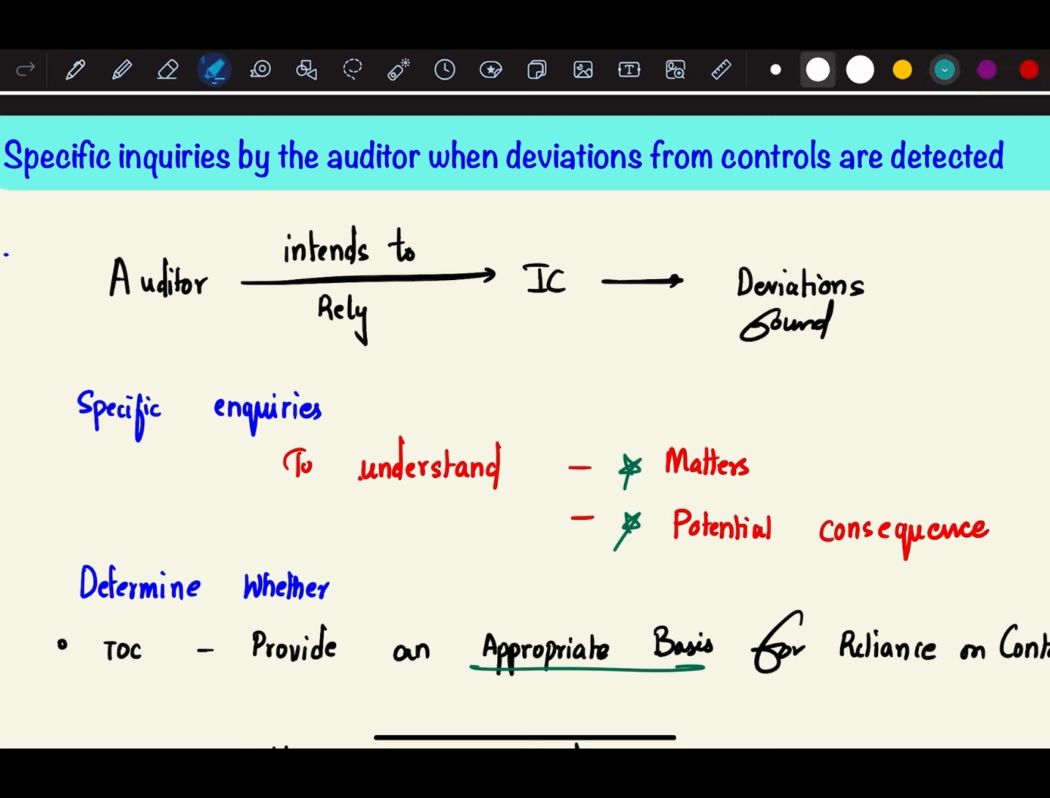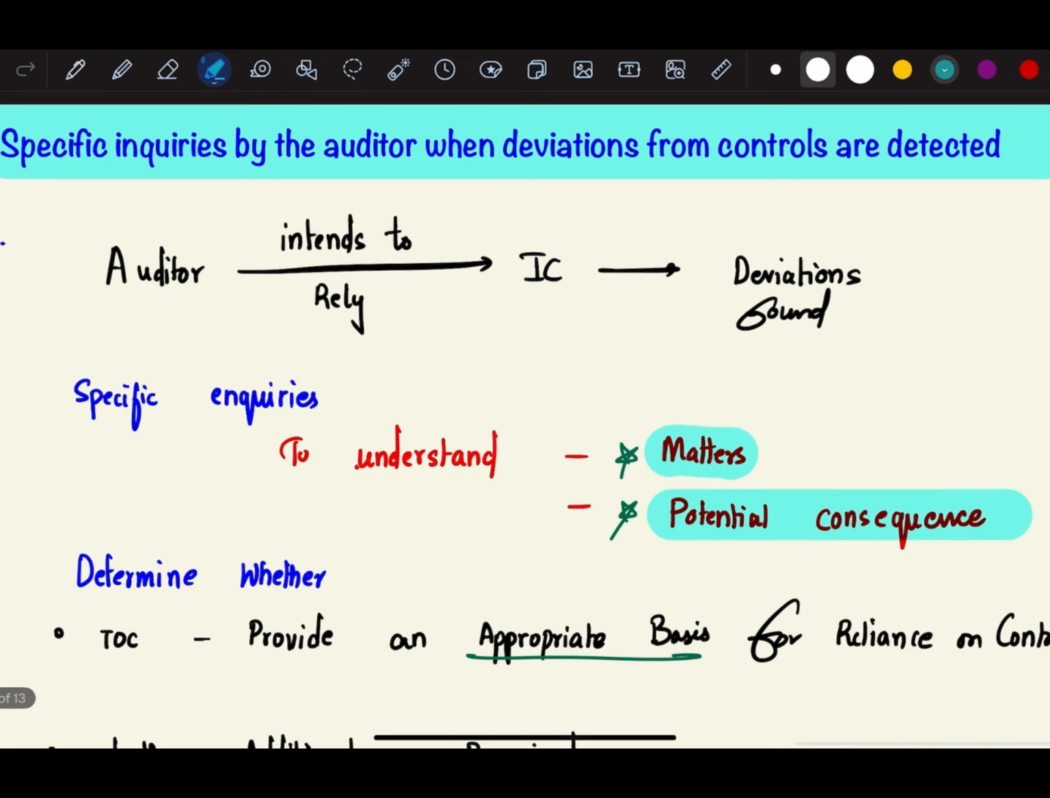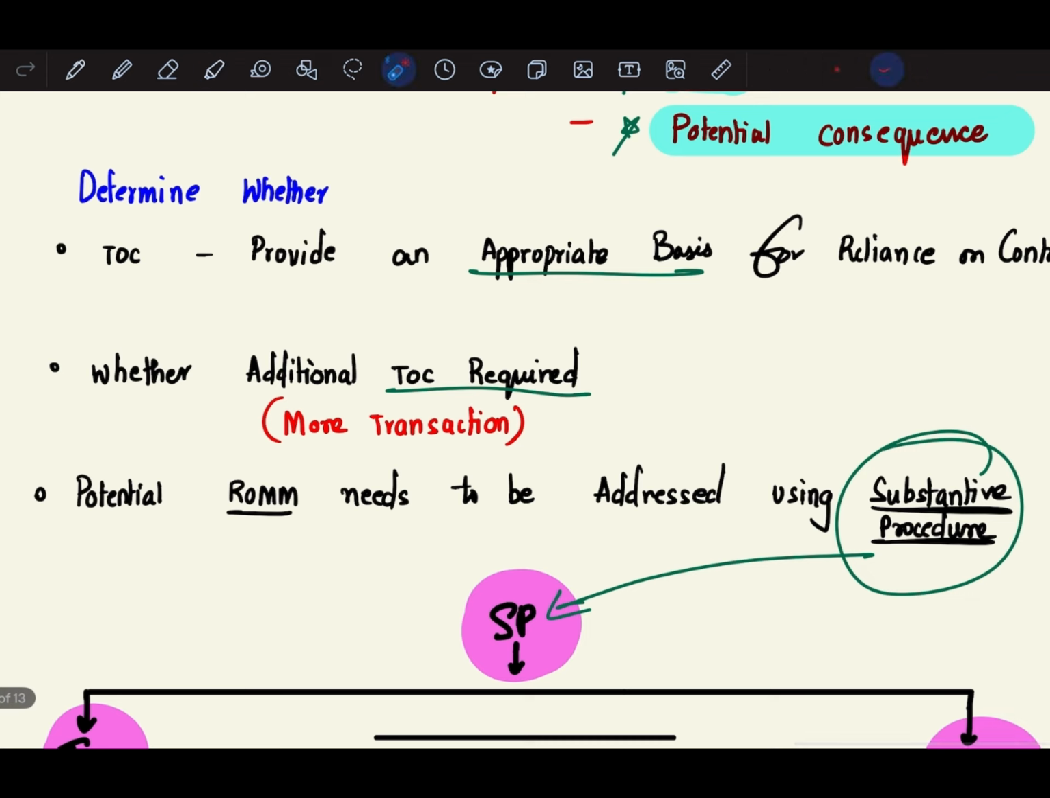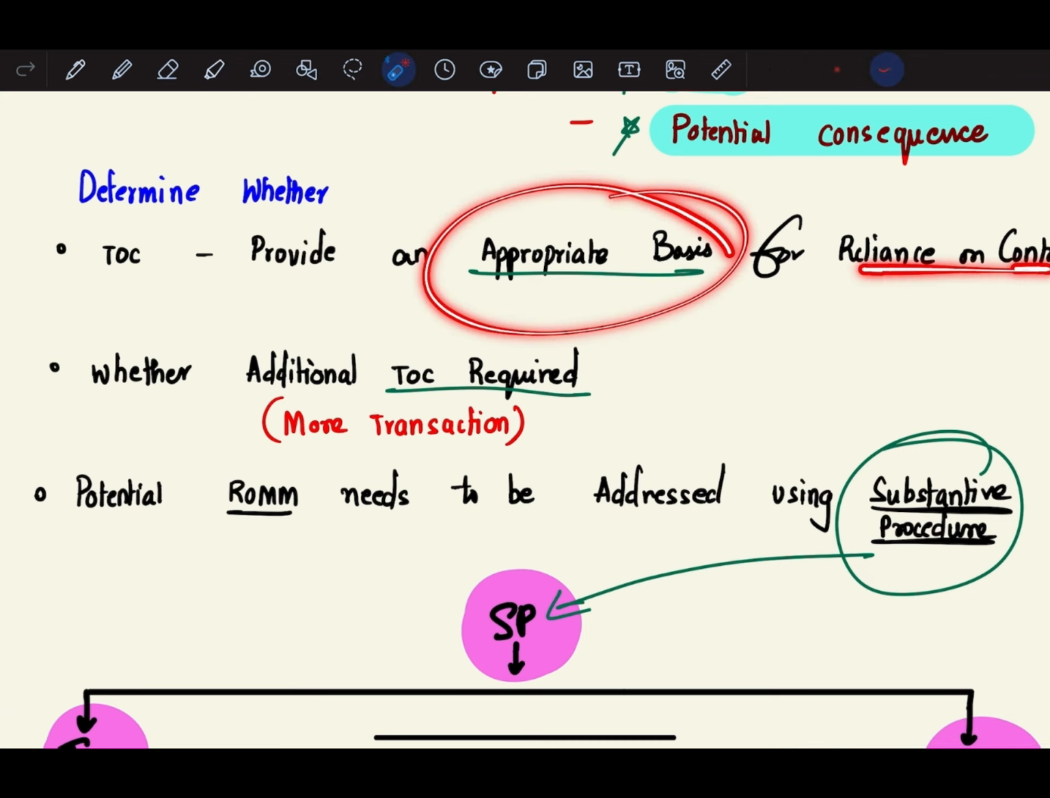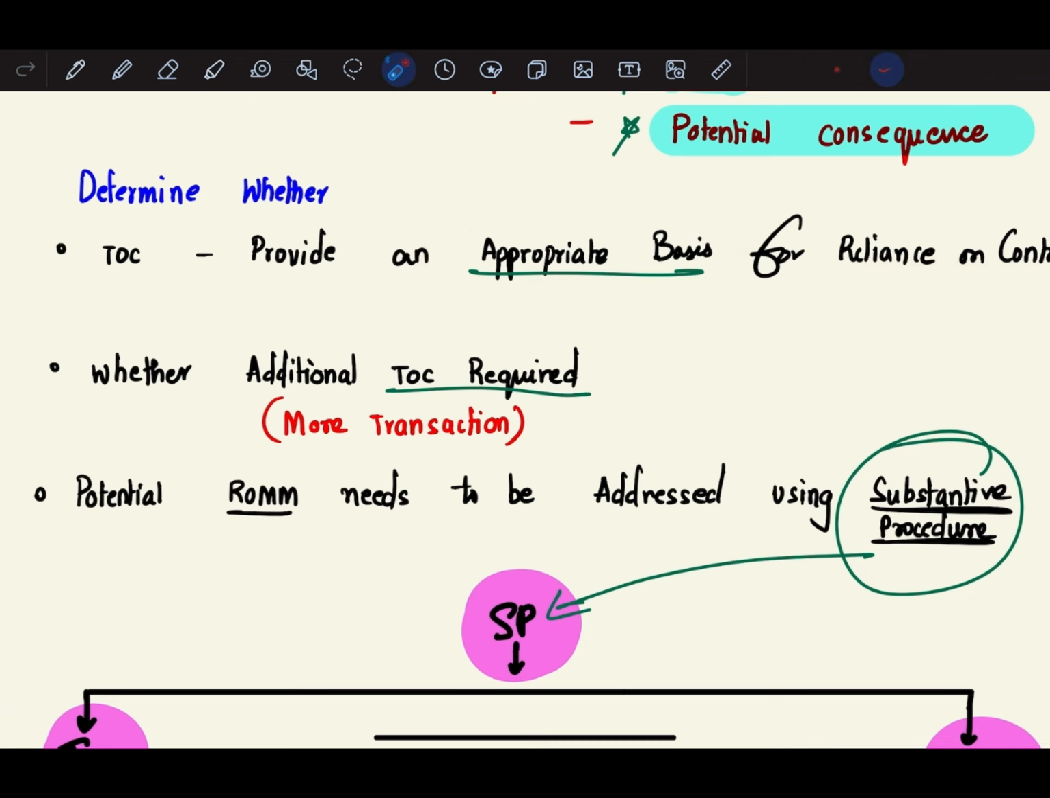First and foremost, he will try to understand the matters. He will try to understand the potential consequence of the deviation. What are the matters which are causing the deviation? What is the potential consequence of the deviation? After doing the specific inquiries, the auditor will determine whether the test of controls provides an appropriate basis for reliance on control, and whether additional test of control is required.